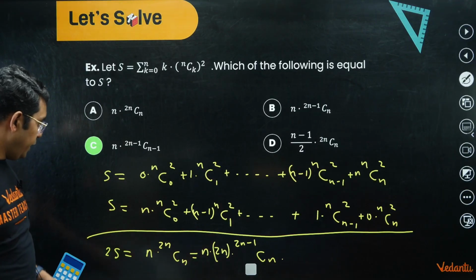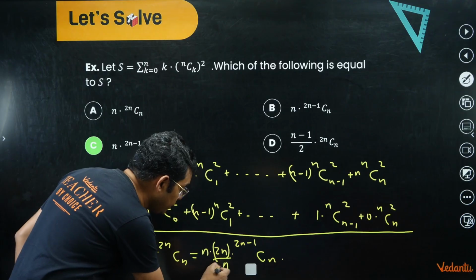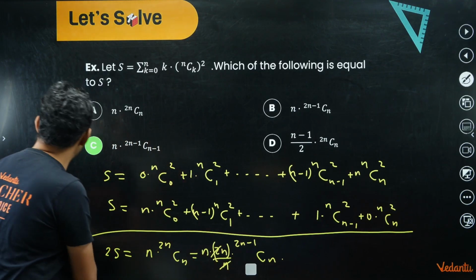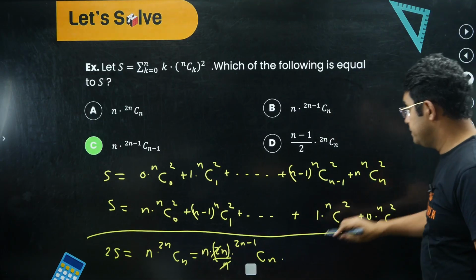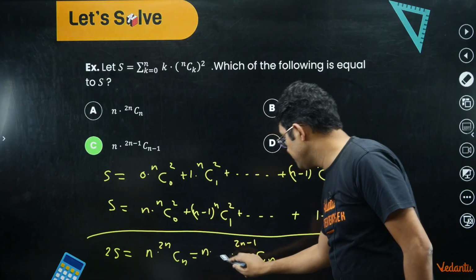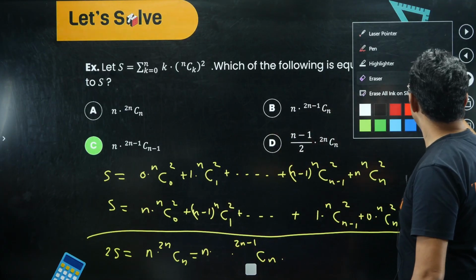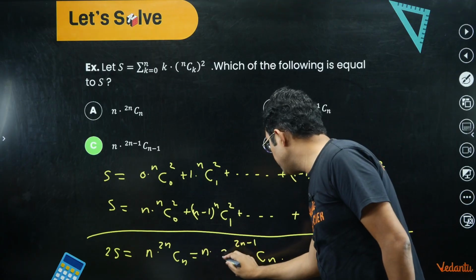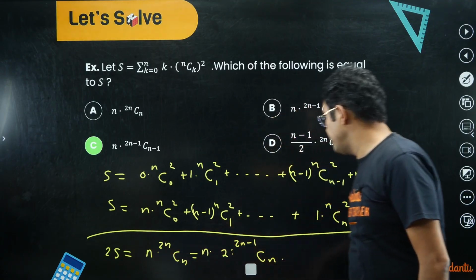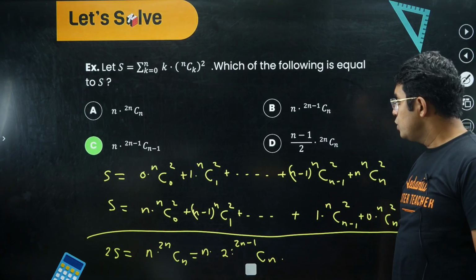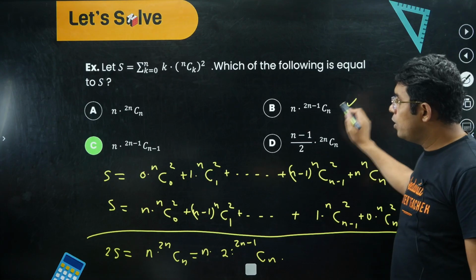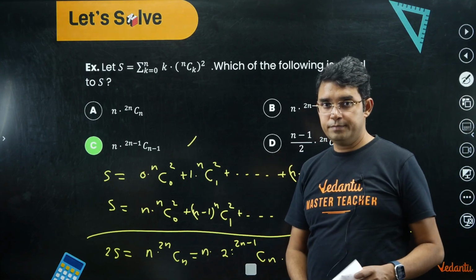And actually 1 upon n also will come. So n upon n will also come. So this will be overall 2 here. So 2, if you cancel, you will get the same answer. S is equal to n into (2n minus 1)Cn. So B or C, they both can be the answer.